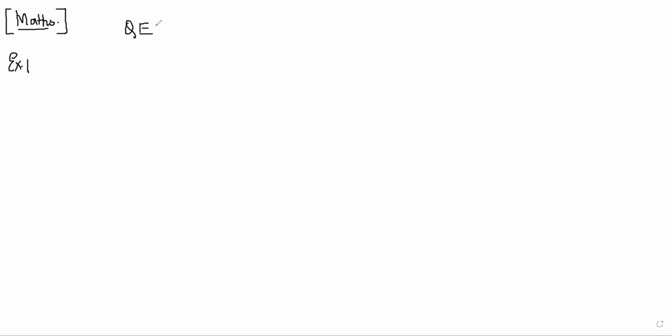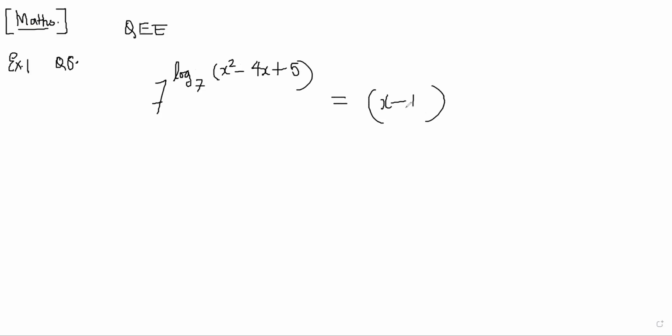Okay, one sec. Quadratic equations and expressions, exercise 1, question 8. Fine. So this is 7 power log 7 of x square minus 4x plus 5, is equal to x minus 1. Okay.